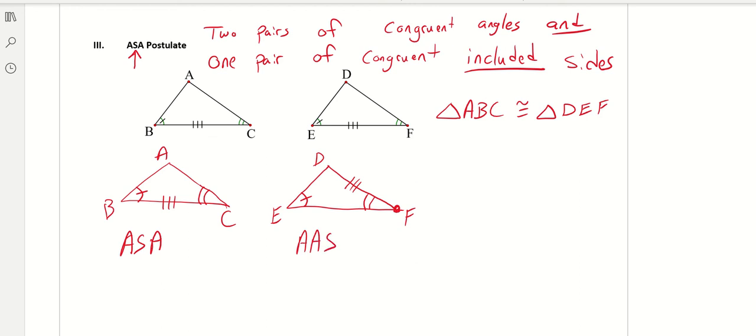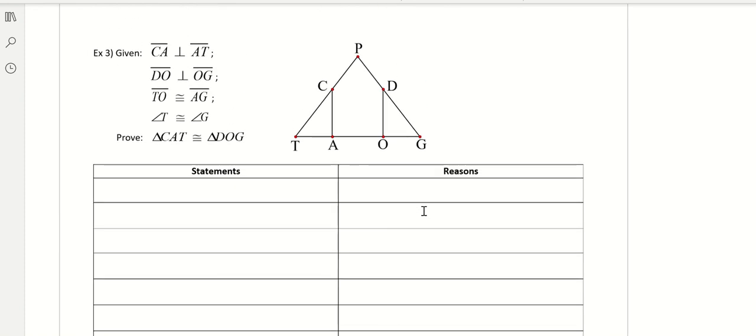So you cannot determine these two triangles are congruent. This is a non-example, right? Or a non-included side. Okay? So this is not angle, side, angle, because your side is not an included side. It's not between the two angles that we have information on. Okay? All right. On to example 3.